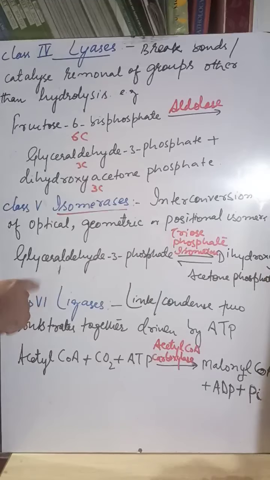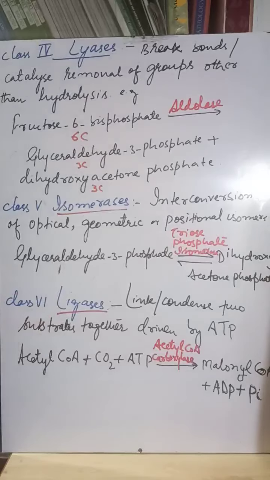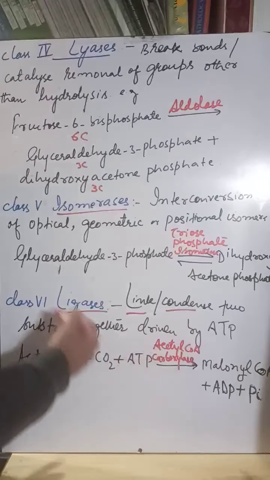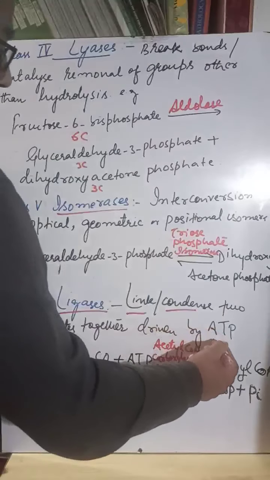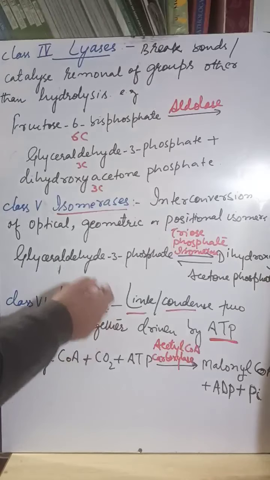Now the last class of enzyme, class 6, is called ligases. Ligase is basically from the Latin word ligare, which means to bind, to link. So ligase is a class of enzyme which condenses two substrates together, and the reaction is driven by the energy derived from ATP.